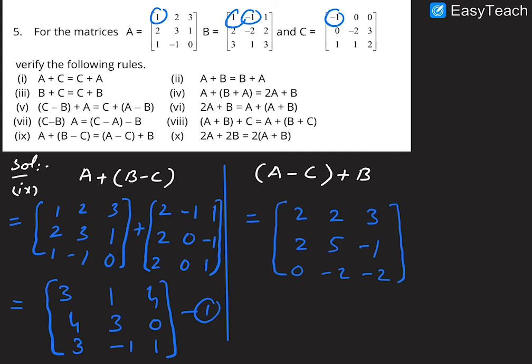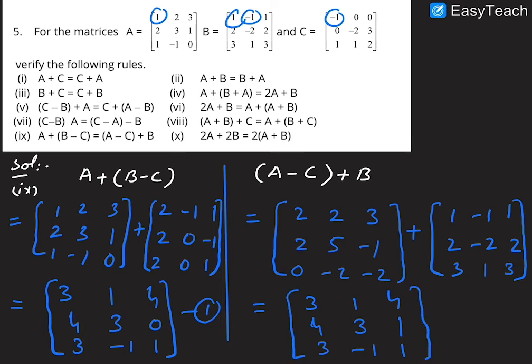So what is our B plus B? B is 1, minus 1, and 1; 2, minus 2, and 2; 3, 1, and 3. This is our B. Just add these two, so you will get 3, 1, 4. First row is same. 2 plus 2 is 4, 3, and minus 1 plus 2 will be 1. We will check later what happened. 0 plus 3 will be 3, minus 2 plus 1 will be minus 1, and here 1.